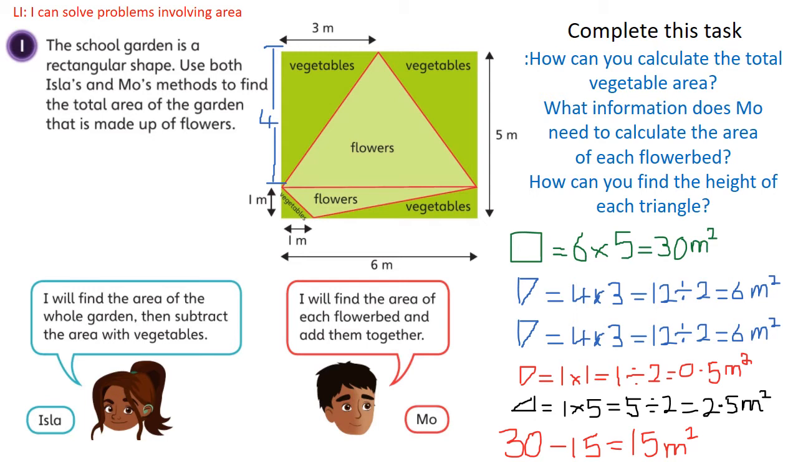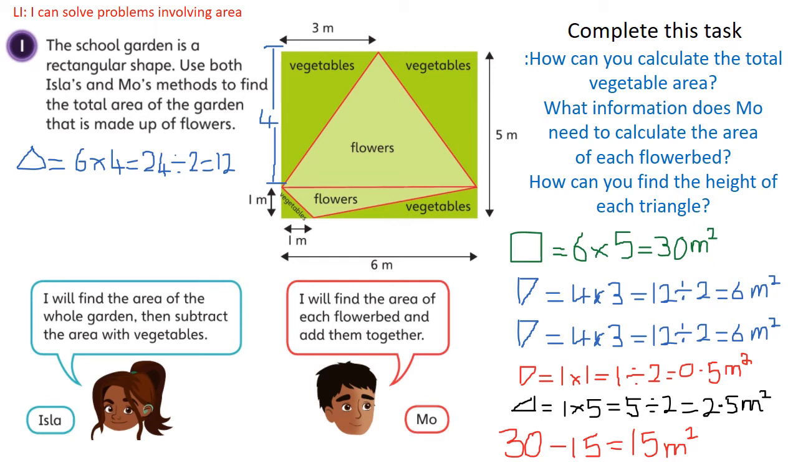Remember, that is the distance between the tallest point and the base, so it meets the base at right angles. We already know that is 4. So to find the area of that triangle, we're going to do 6 times 4 and then divide that by 2. So 6 times 4 is 24, divided by 2 gives us 12 meters squared.